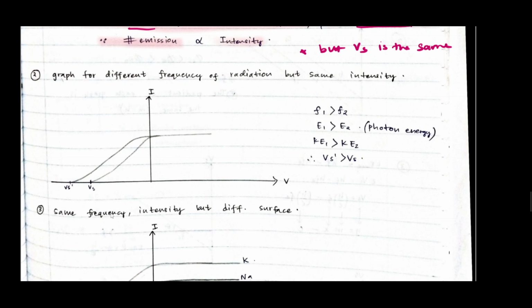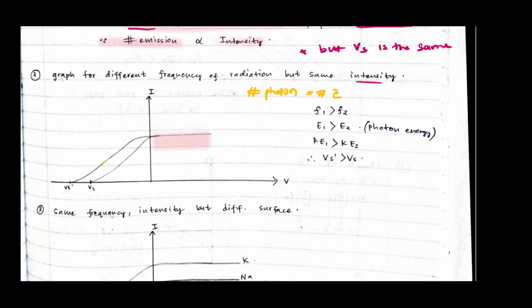Now let's look at the graph for different frequency but same intensity. What do we mean by same intensity? That means the number of photons is the same. If the number of photons is the same between these two instances, that means the number of ejected electrons is also the same, which in turn is the current, right? Therefore, the current doesn't change.